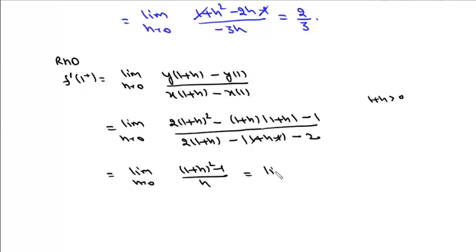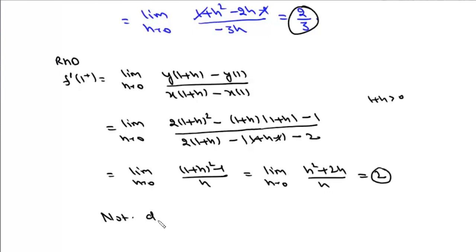So we can write this as this limit h tends to 0, (h square plus 2h) upon h, and the value of this limit will be 2. So here left hand derivative is 2 by 3 and right hand derivative is 2. So this function is not differentiable at x equals 2.